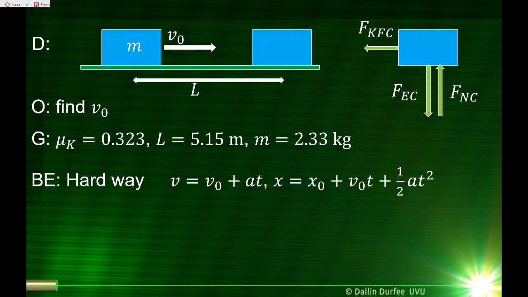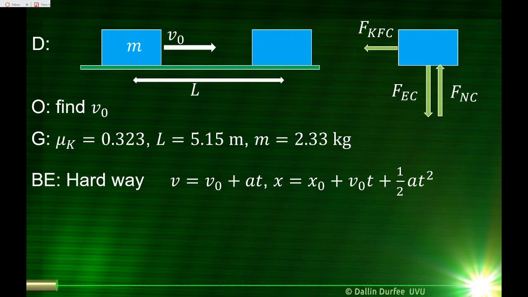Well, we can work this problem the hard way, and that's using constant acceleration, right? The force due to kinetic friction is a constant force, which causes a constant acceleration, so we can use our equations of constant acceleration, and it will work. But when we work it this way, and then go and work it using the work-energy theorem, we're going to see that work-energy is a lot simpler. All right, but let's try it the hard way first.